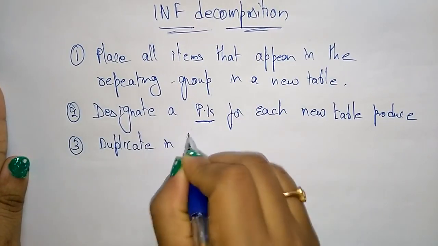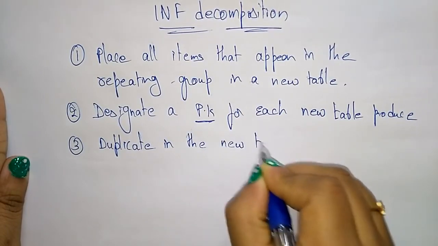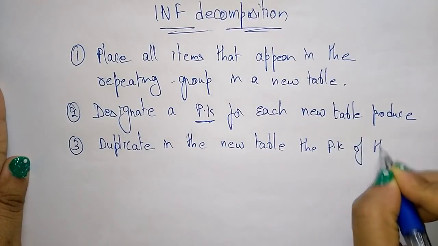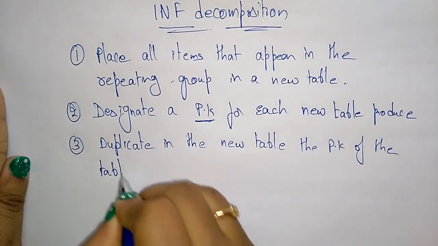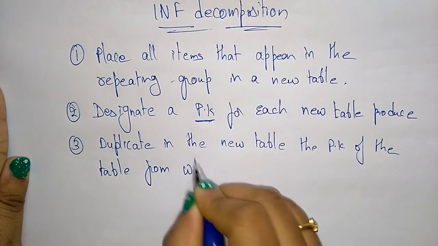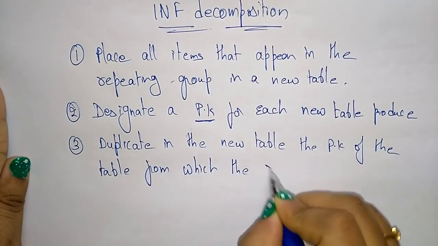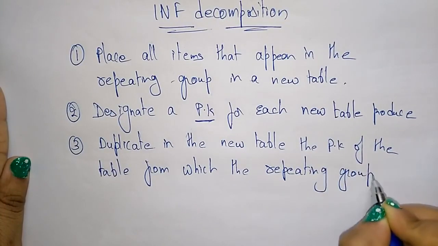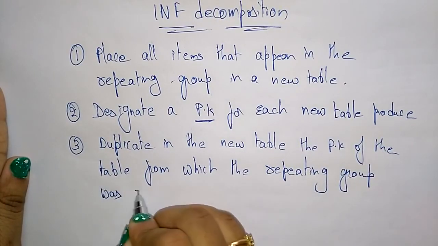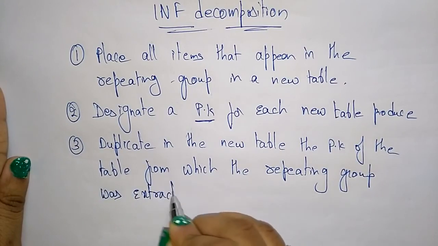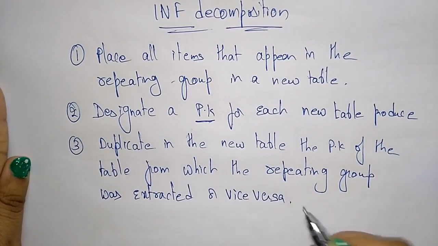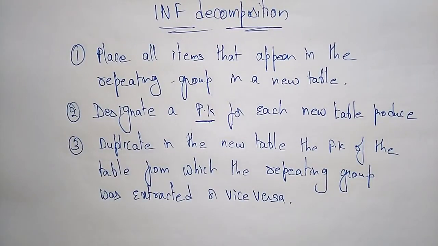duplicate in the new table the primary key of the table from which the repeating groups were extracted, or vice versa. So these are the steps you have to follow for decomposing the relation into first normal form.